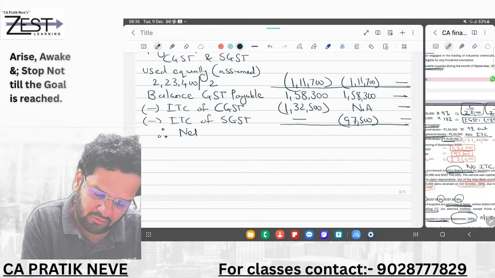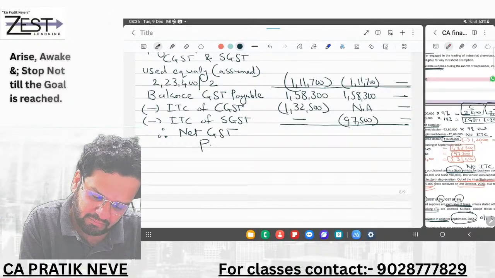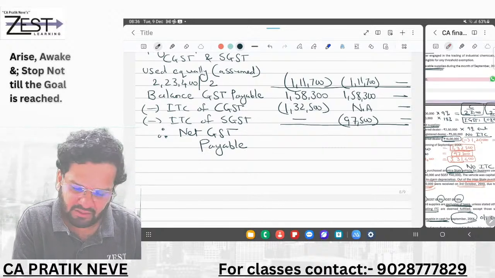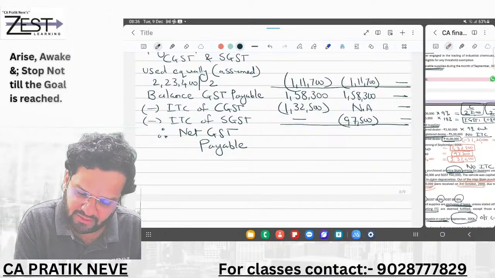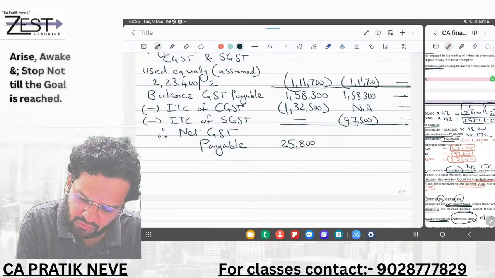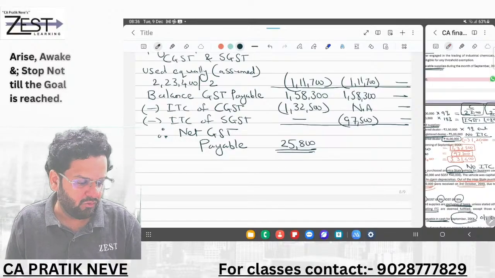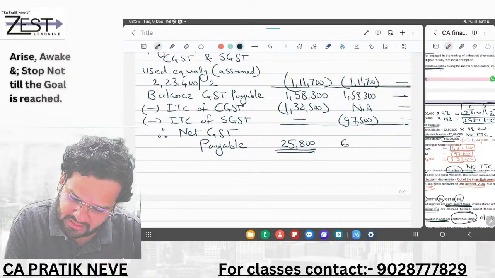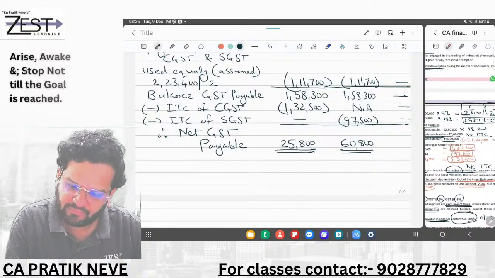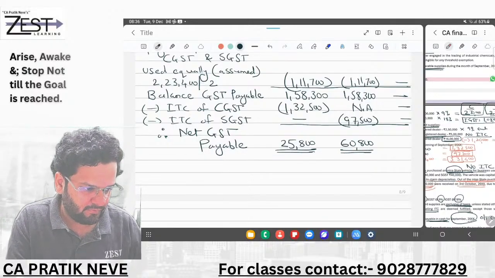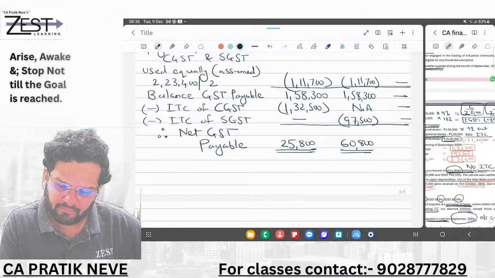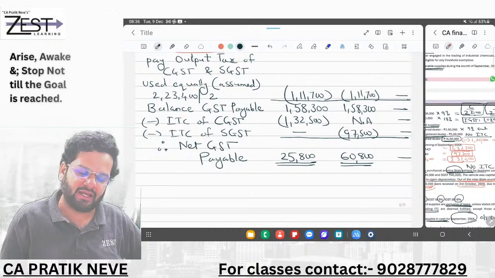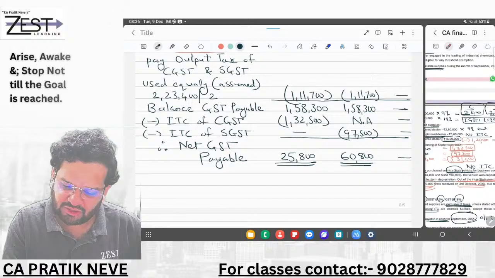So therefore, our net GST payable is going to be 158,300 minus 132,500, which is 25,800 of CGST, and 158,300 minus 97,500, 60,800 of SGST, and dash in case of IGST. Is it clear to all of you?